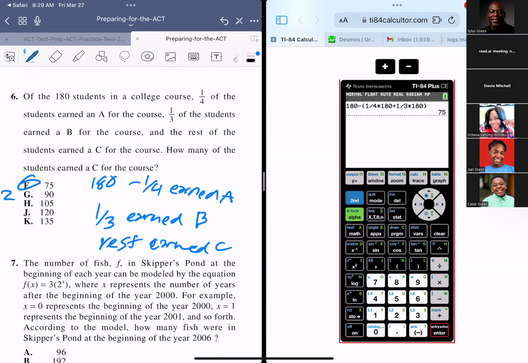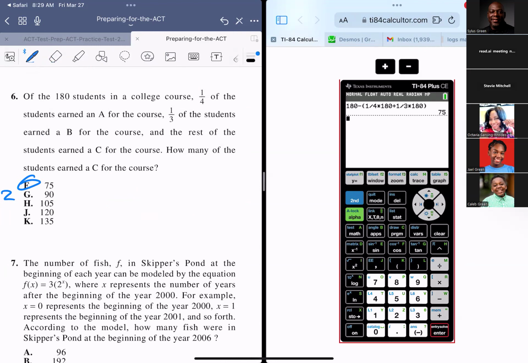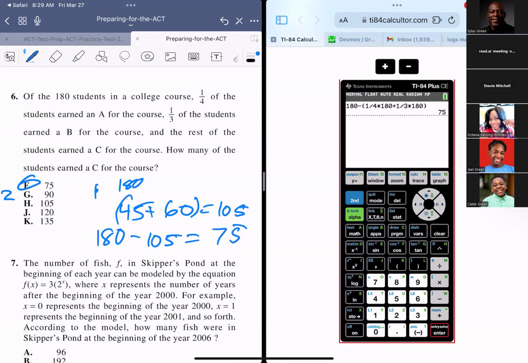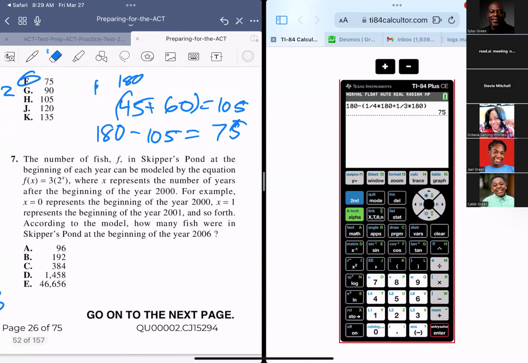And again, you could do this by hand if you wanted. 1/4 of 180 is, 180 divided by 2 is 90, and 90 divided by 2 is 45. So 1/4 of 180 is 45. And 1/3 of 180 is 60. So 180 minus 105, because 45 plus 60 is 105, is 75. That's how you do it by hand. But as you can see, when you do it by calculator, it just gives you the answer right away, as long as you put it in right.